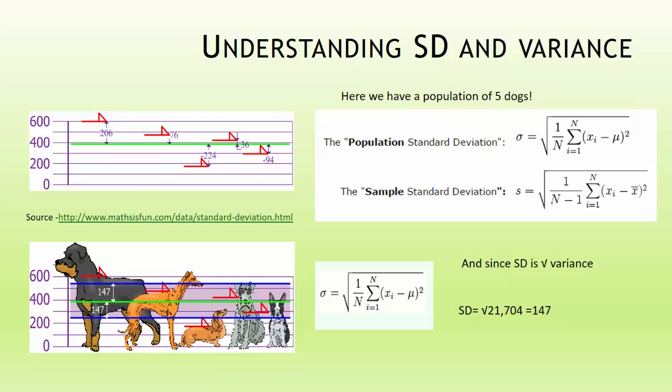Now here we have a population of 5 dogs. That means we have used the formula for population standard deviation. We have utilized the first formula, and if you have a population of some 1,000 subjects and you need to pick up a sample of at least 500 or 200 or 100, then you would utilize the second formula, that is for sample standard deviation.